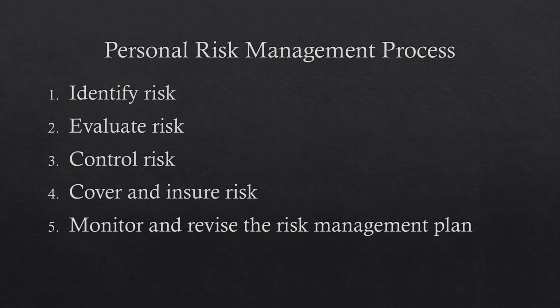And finally, we'll look at the personal risk management process. So the first step is obviously identify the risk. So pretty obvious step. Then you want to evaluate the risk. You want to try and control that risk, so minimize it, and cover and ensure the risk is the fourth step. And then you want to monitor and revise the risk management plan. And so those are all the main concepts in Chapter 7.